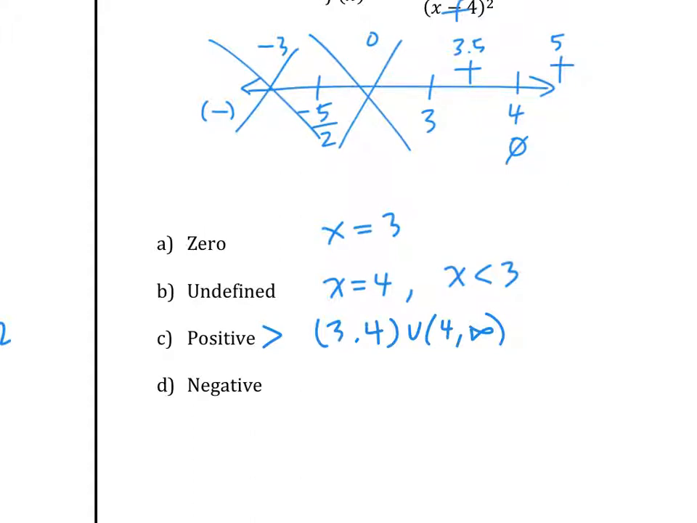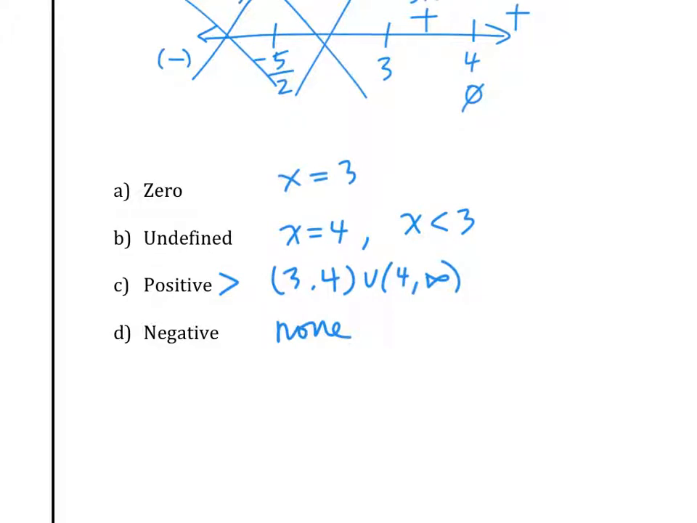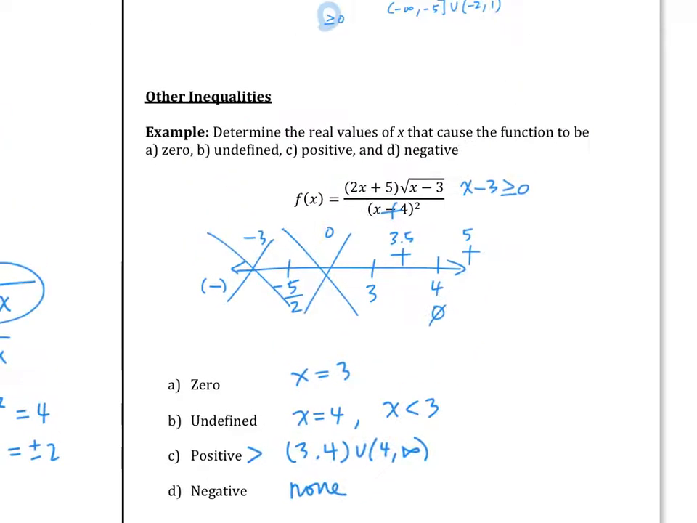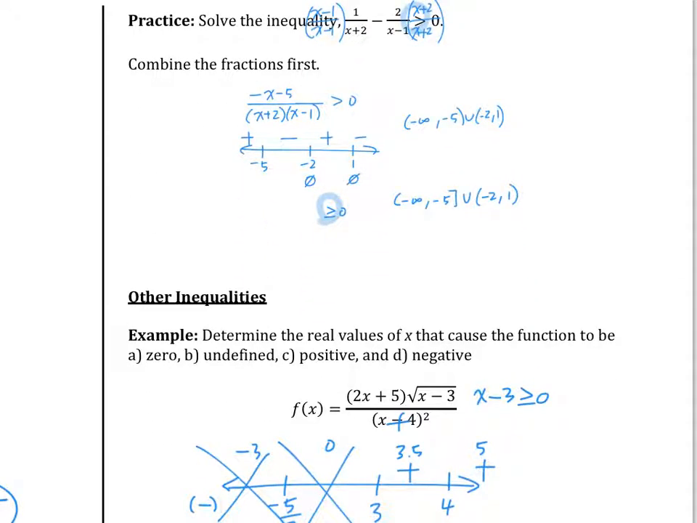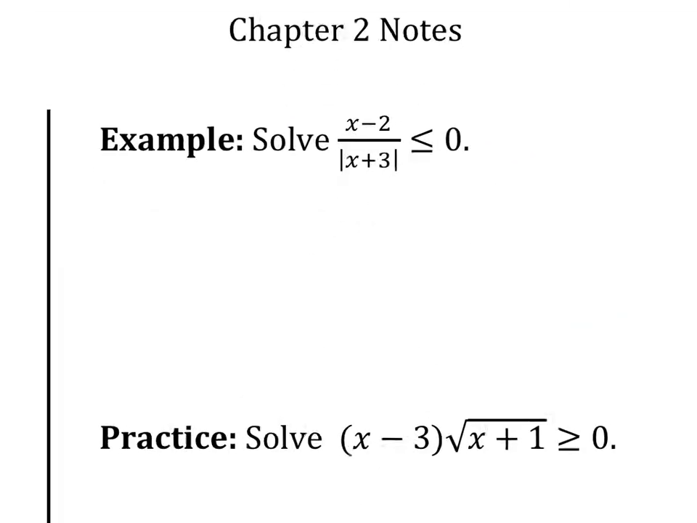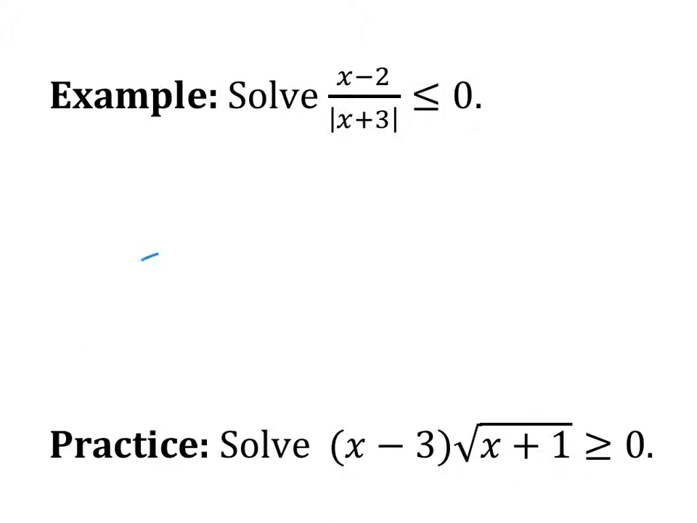Okay, negative. What makes it negative? None. Okay, next. Let's try this one. Very weird one. We can do this as long as we have our sign chart. What makes it 0? Good. What makes it undefined? -3, very good.